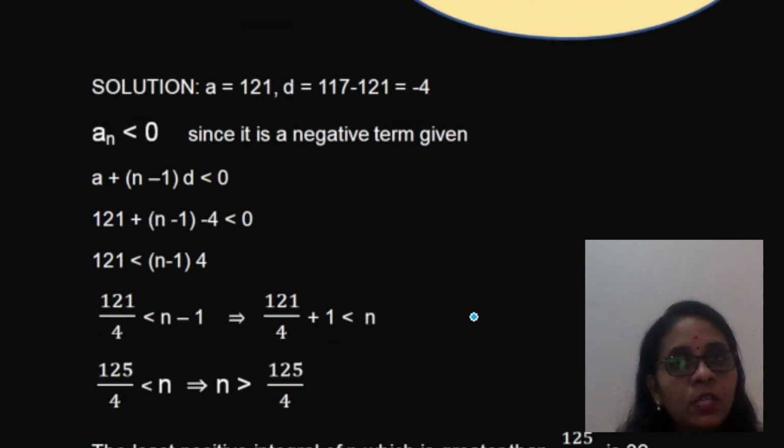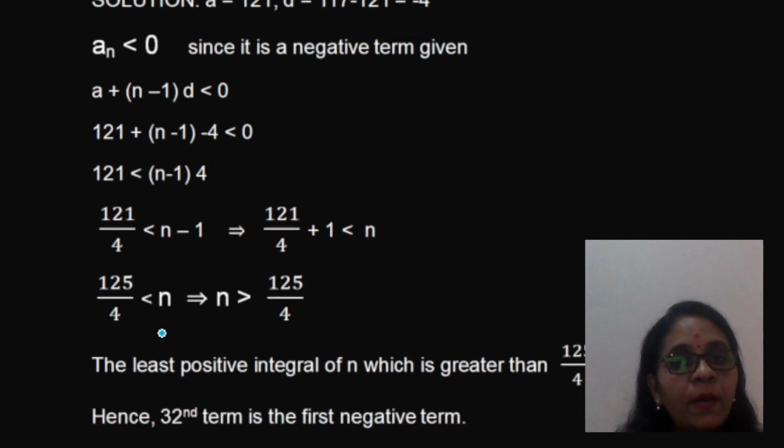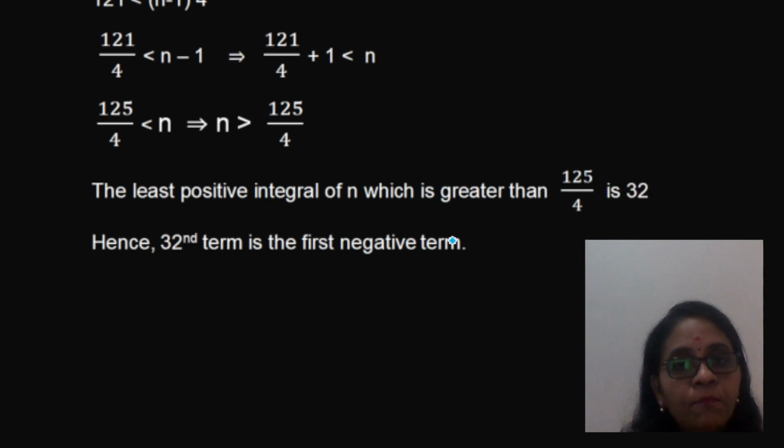If you solve using your rules of inequation, you have got that 125 by 4 is less than n. We learned that if 3 is less than 4, 4 is greater than 3. So, n is greater than 125 by 4. But how can a position be a fractional value? Here n is greater than 125 by 4. What is 125 by 4?